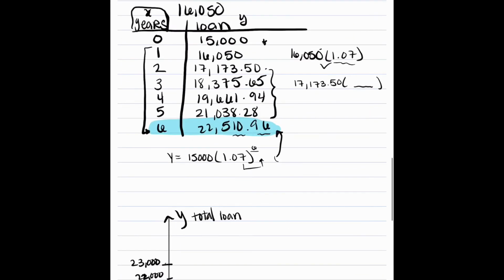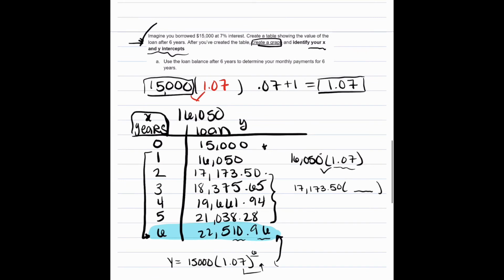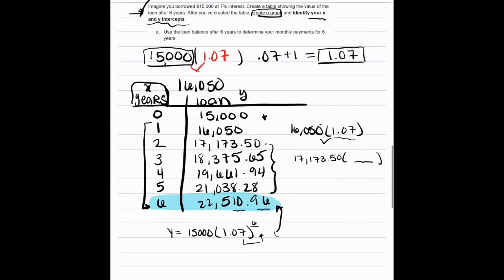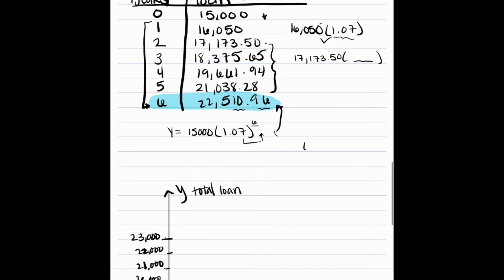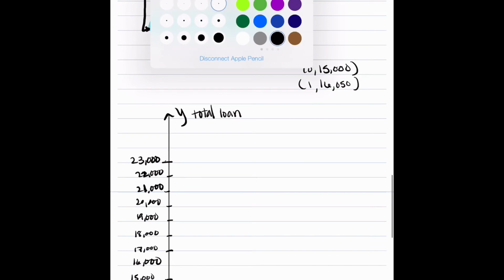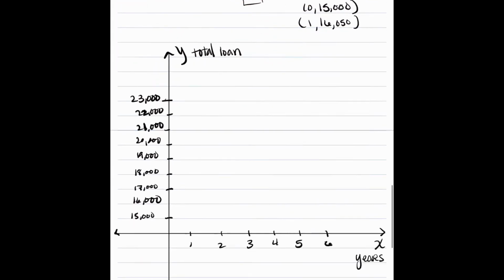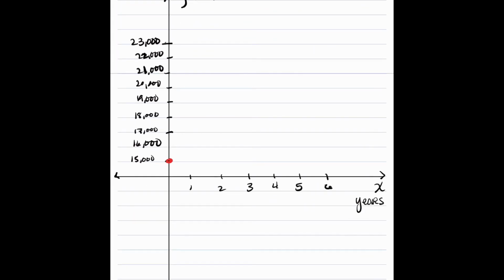Okay, let's go ahead and graph. So what we're doing here, we're going to graph this table. Remember our table, these are all points. So 0, 15,000 is just (0, 15,000). Same with (1, 16,050), and so forth. So we're just going to plot those points. So over 0 up 15,000 is right on my y-intercept.